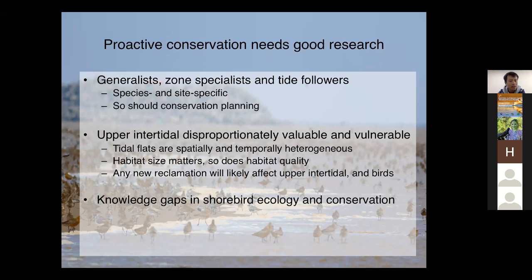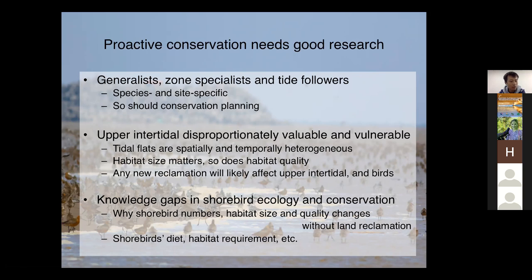In addition to that, there are indeed many other knowledge gaps in our understanding of shorebird ecology along the Flyway. For example, why do the number of shorebirds, habitat size, and quality still change without land reclamation, after land reclamation has been mostly banned in the Yellow Sea? And also, what are the diets, the habitat requirements, and, as Gio mentioned, the molting strategies or the migration strategies in general of the many threatened species? Without these important ecological insights, it will be really tough to deliver feasible and practical conservation practices for the protection of shorebirds along the Flyway.